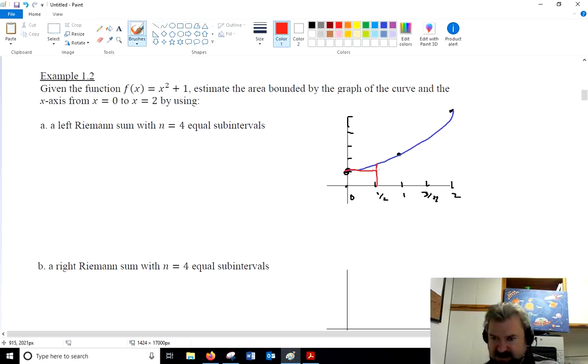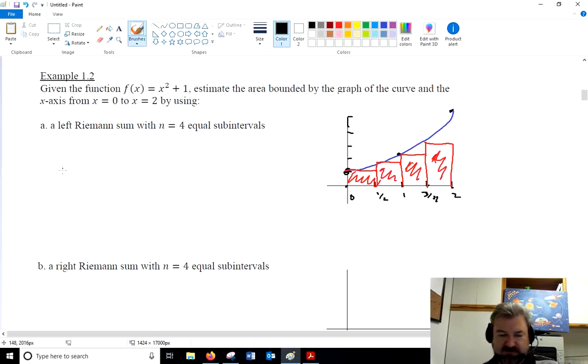Then I'll have to get the height at a half, and that's not exactly pleasant, but we can use a calculator or something like that to do that. Or just do it by hand. Then another one, and then my last one will be right here. So you can see, once again, we have an increasing function. We're going to get an area here that's going to be not quite the area under the curve.